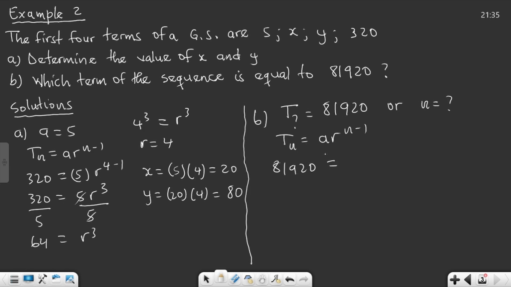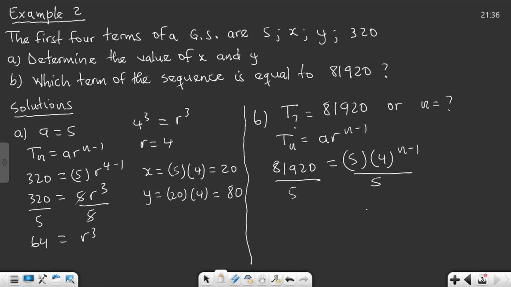81920 is equal to, what is a? The first term is 5. And what is r? We solved for r. We did it. We got it. It's there. It's 4 to the power of n minus 1. Can you see that? Now you can see that this 5 cannot multiply the 4 because the 4 is raised to some exponent or to some power. So the power comes before multiplication. Can you see that? So what we can do is to divide by 5 on both sides.